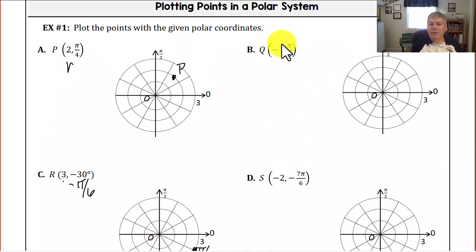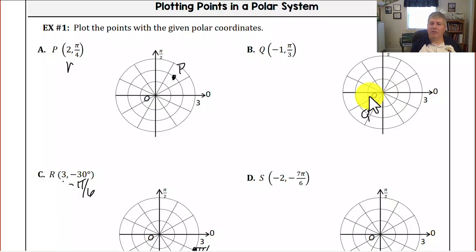In problem B, that one's a little bit sneakier. We've got an r of negative 1, and there's a couple ways to do this. I used to do this: I'd extend 1 out, and I would do my rotation to pi over 3, and then I would reflect across the pole, and that would give me my location. So we can say point Q is actually located here. We're 1 out, and then we rotate pi over 3, but it's got to be a negative 1, so we reflect across the pole negative 1 unit.